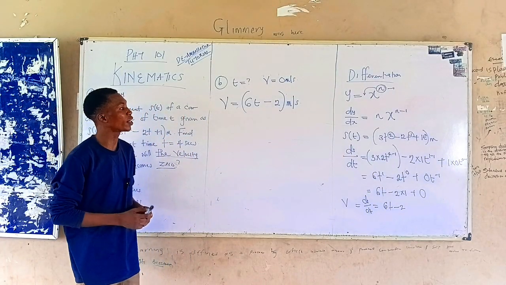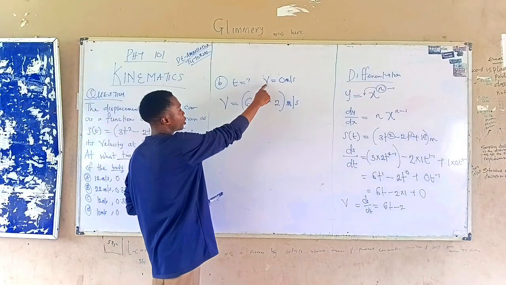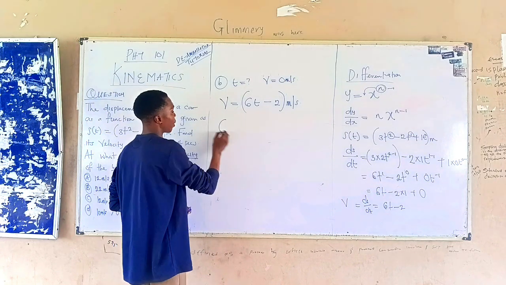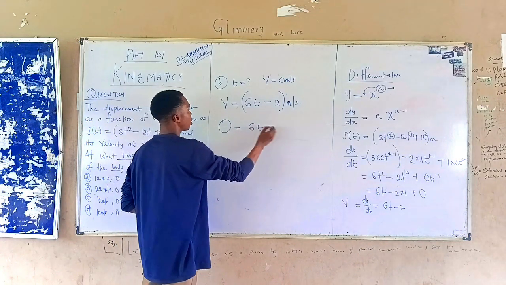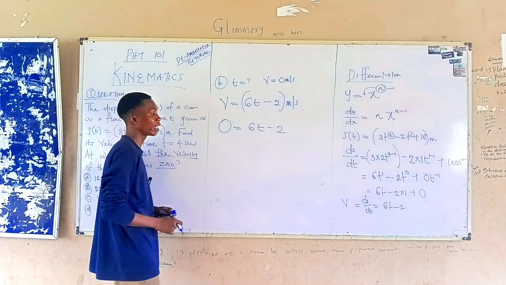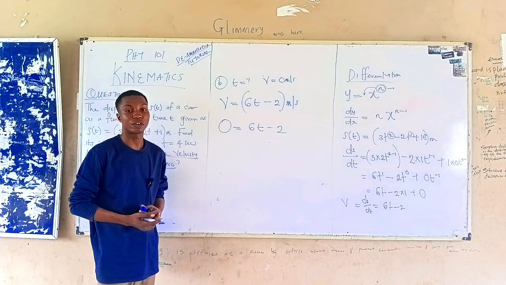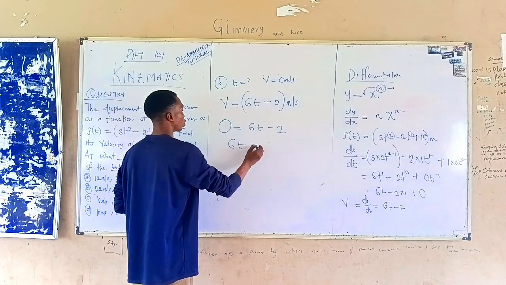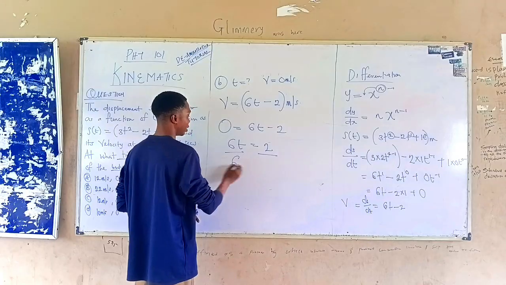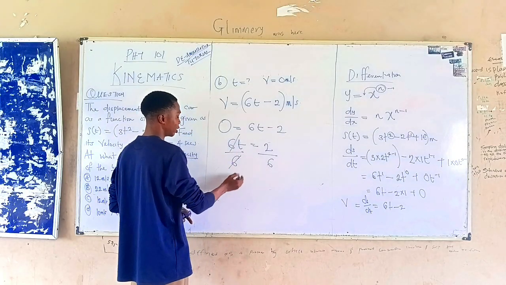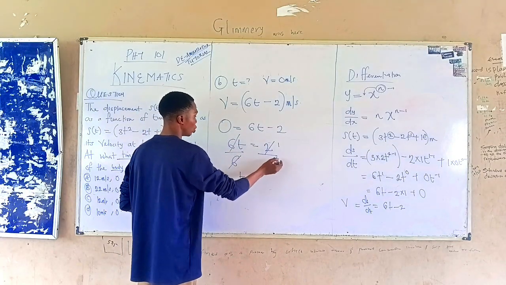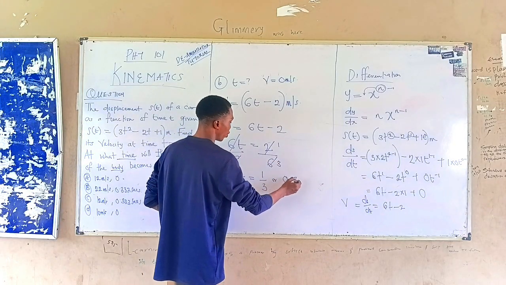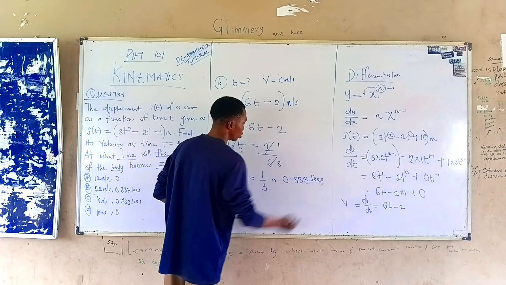So the next thing to do is to find the value of our time when we substitute the value of v to be 0. So if I put my v to be 0, then I'm going to have 0 equals 6t minus 2. Now let's see how I can get my t. Making t the subject of the formula, bringing it to the other side, that's 6t equals 2. Dividing both sides by 6, cancel out my 6, t equals 2 over 6, which is 1 over 3, or 0.333 seconds.